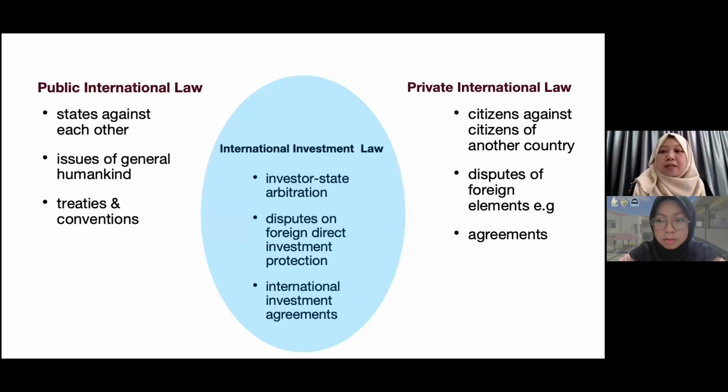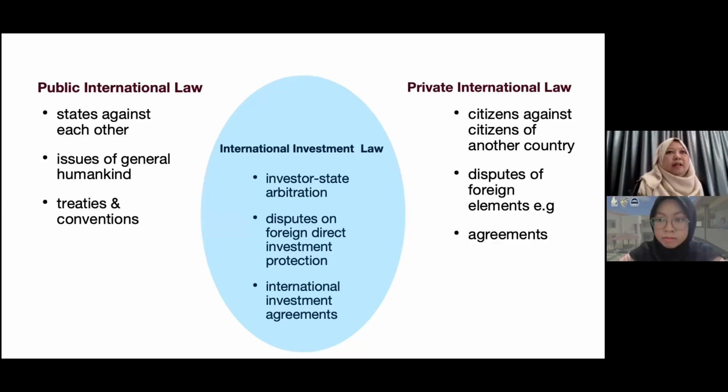It is between state and state, during the signing of the Treaty of Protection, but the benefit goes to the foreign investors. So when states oblige themselves to protect foreign investors, if the state breaches in providing that protection, the investor can bring a case or can bring the state to arbitration. So that is what makes it different.